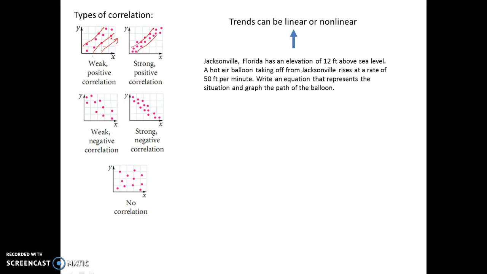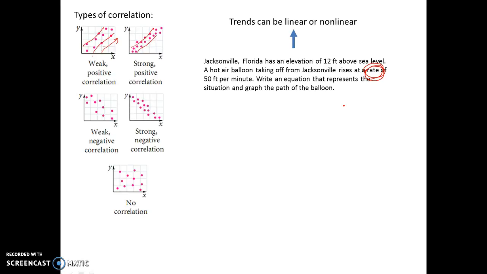We can also take a word problem, come up with an equation, and graph that as well. So for this particular example, we have Jacksonville, Florida, with an elevation of 12 feet above sea level. A hot air balloon taking off from Jacksonville rises at a rate of 50 feet per minute. Very important, I'm going to point this out: rate. Write an equation that represents the situation and then graph the path of the balloon.